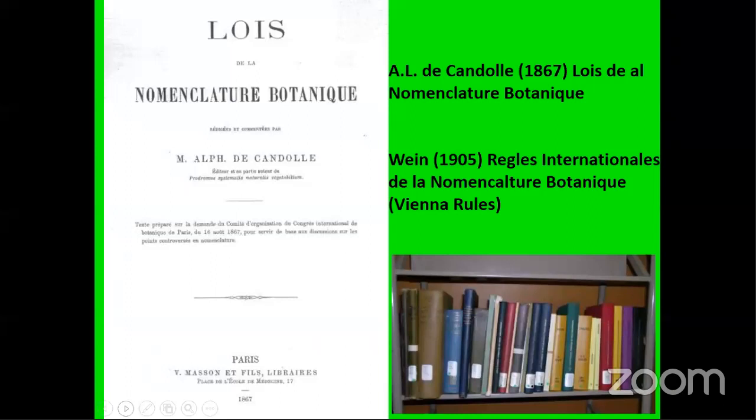And you know that later, unlike the modern code, this old code contained recommendations for naming to serve as the basis for discussions on the controversial points of nomenclature, rather than obligatory rules for validly published and legitimate names within the code. So it was organized as six sections with 68 articles in total in the old code.